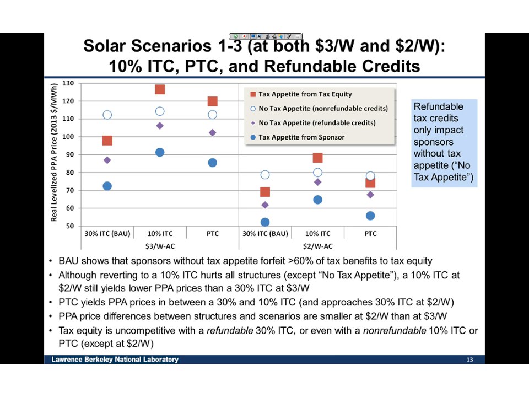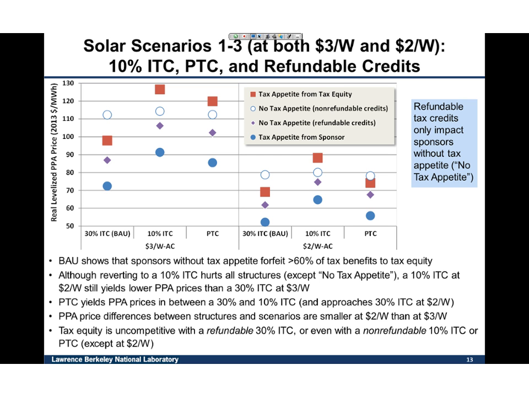So starting with the business as usual scenario of a 30% ITC, you can see that project sponsors without tax appetite forfeit more than 60% of the value of tax benefits by bringing in third-party tax equity investors in this case. This number is higher than the 36% loss that we found for wind, and is related to the fact that the ITC hits in the first year of the project, while the PTC is earned more gradually over a 10-year period.